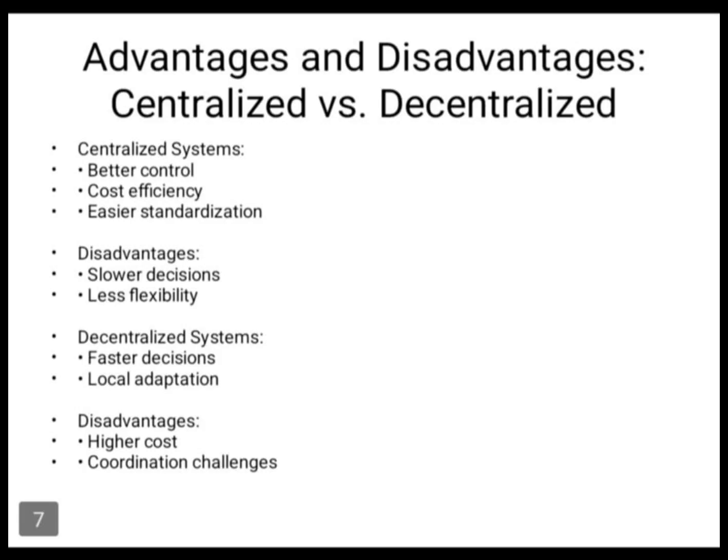So operations can be customized to meet specific market demands. And then the disadvantages: higher cost. The higher cost is because each branch duplicates resources or processes. So coordination challenges: it's harder to maintain uniform quality and communications.